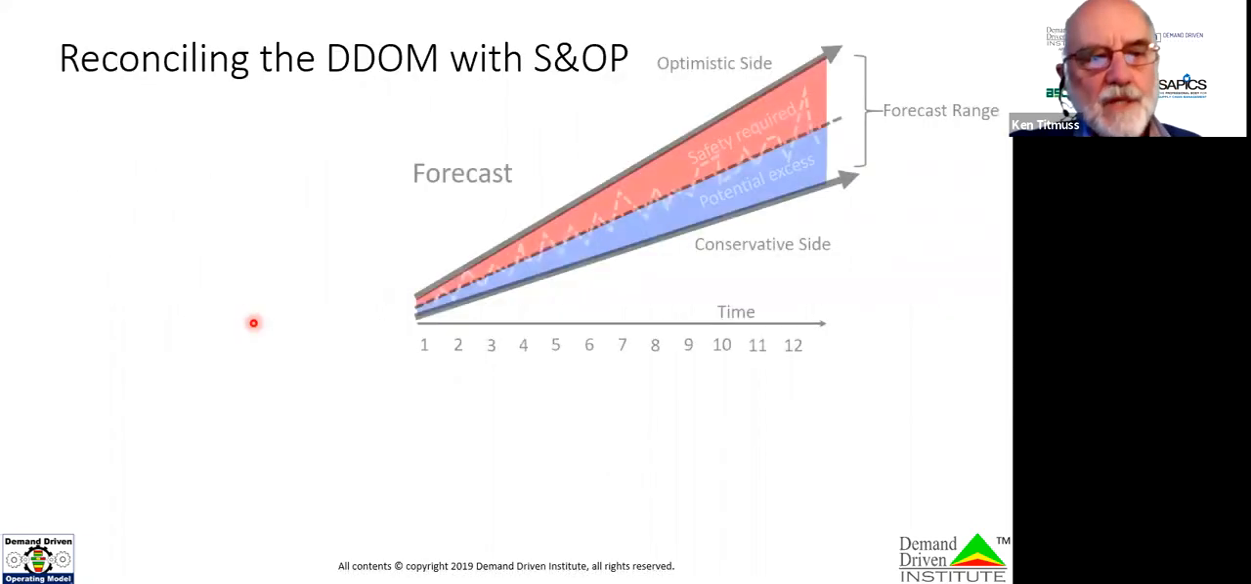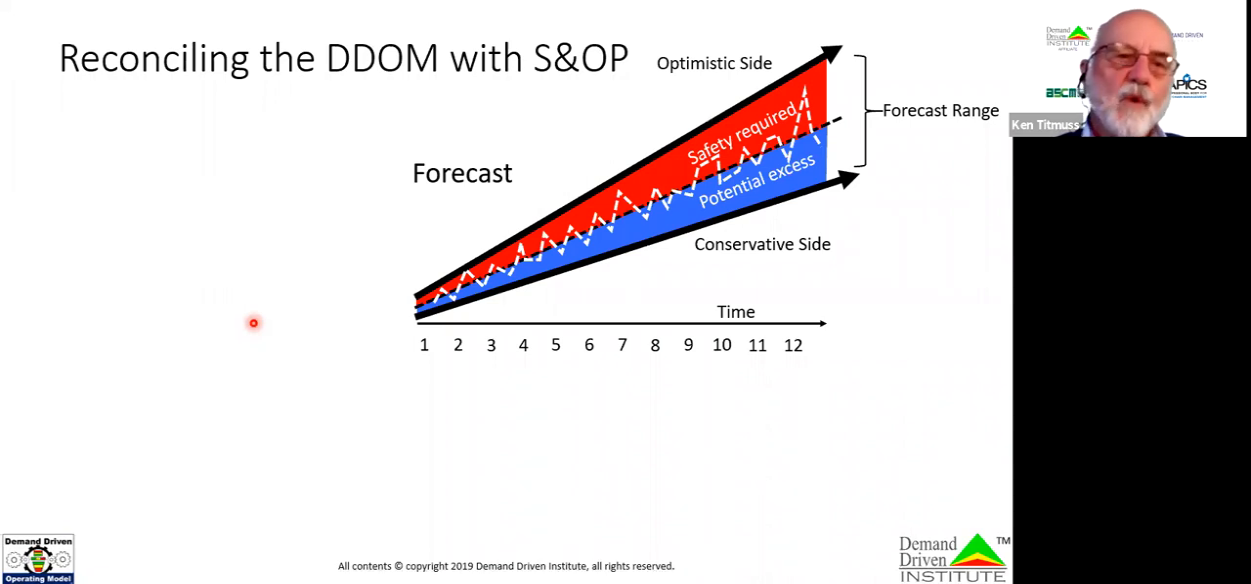Now, this I really love because it explains a lot of why I think DDMRP really works. How can we reconcile the demand-driven operating model with sales and operations planning? So here we've got a time frame going out 12 months. And if we look at a forecast going into the future, we know that a forecast is not a single number. It should have a plus or a minus, or it should be as high as this or as low as that. So we have the optimistic side of our forecast and we have the conservative side. But what we normally do is we take that average number in the middle there.